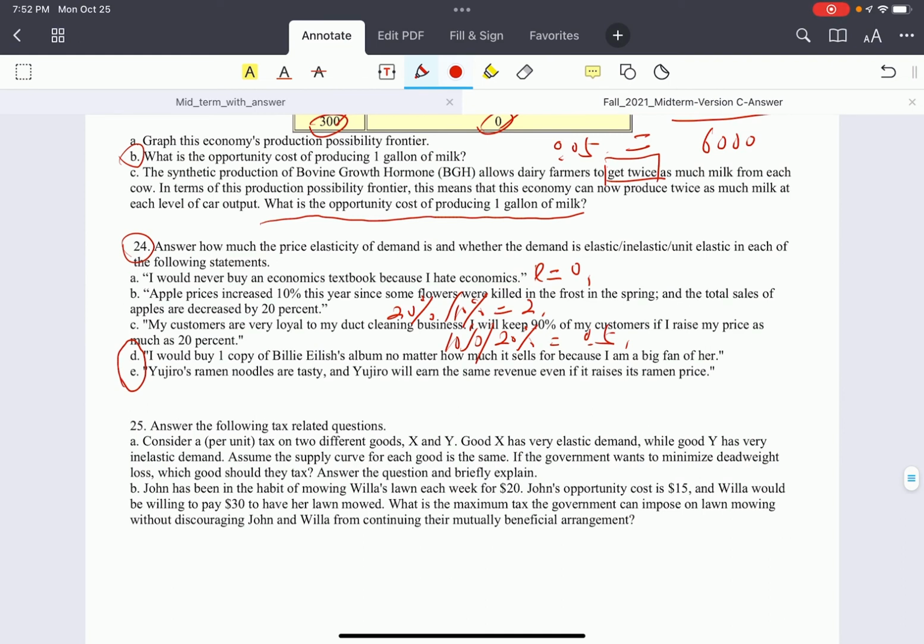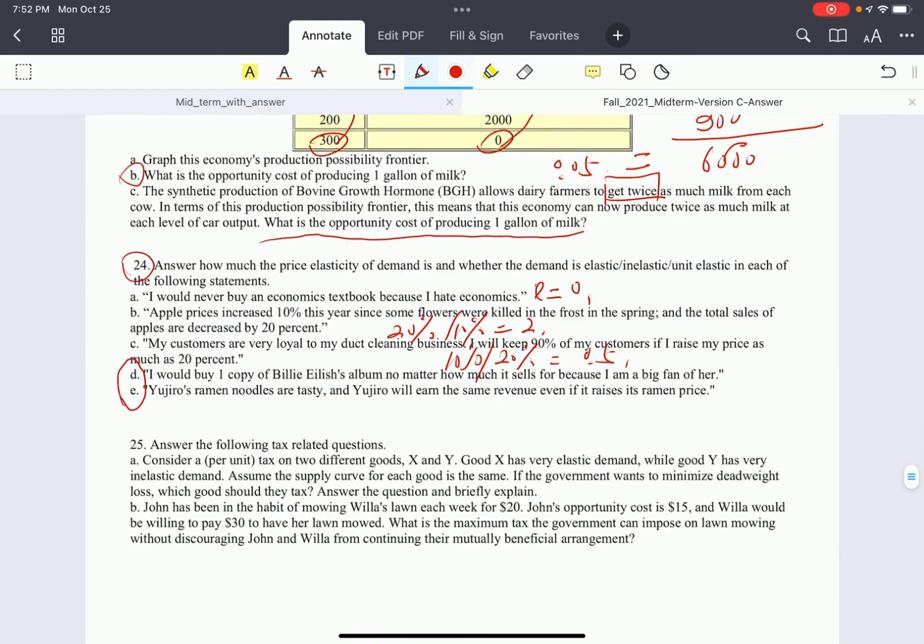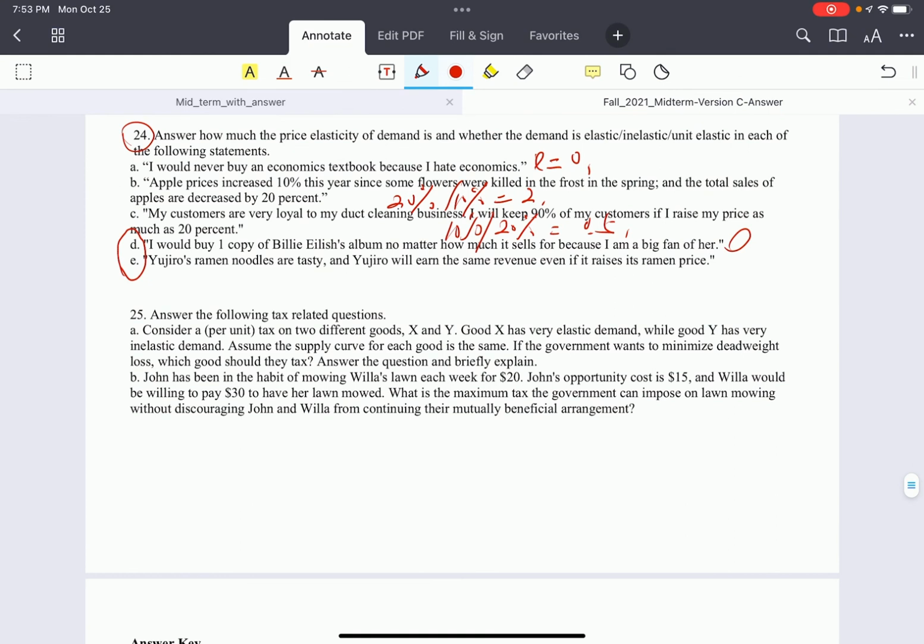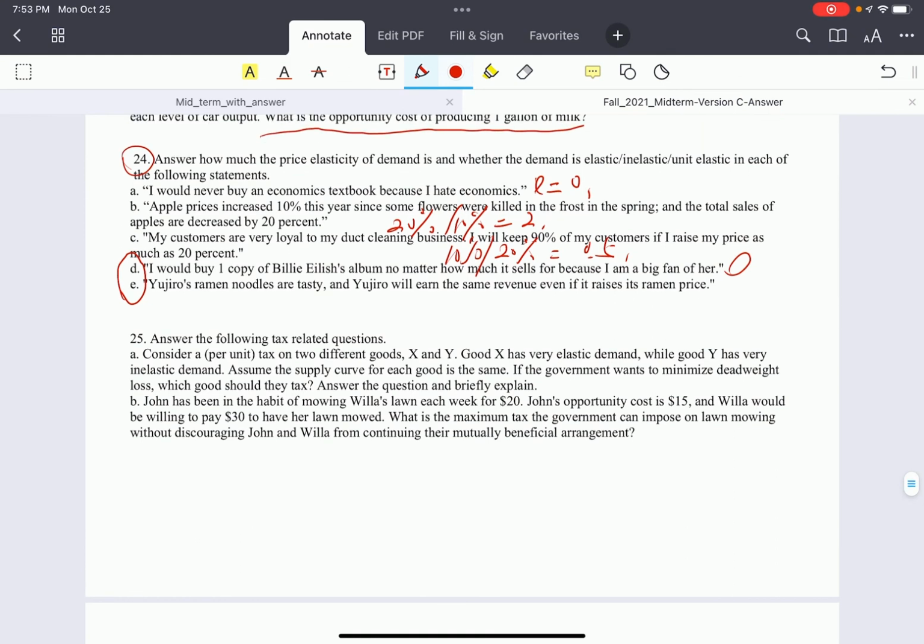Okay, I think a lot of people got these D and E wrong. So let's look at them. I will buy one copy of Billie Eilish's album, no matter how much it sells for, because I am a big fan of her. So in this case, you can see that your elasticity is 0 here because your quantity is fixed no matter what is the price. So it is elastic. Sorry, it is inelastic.